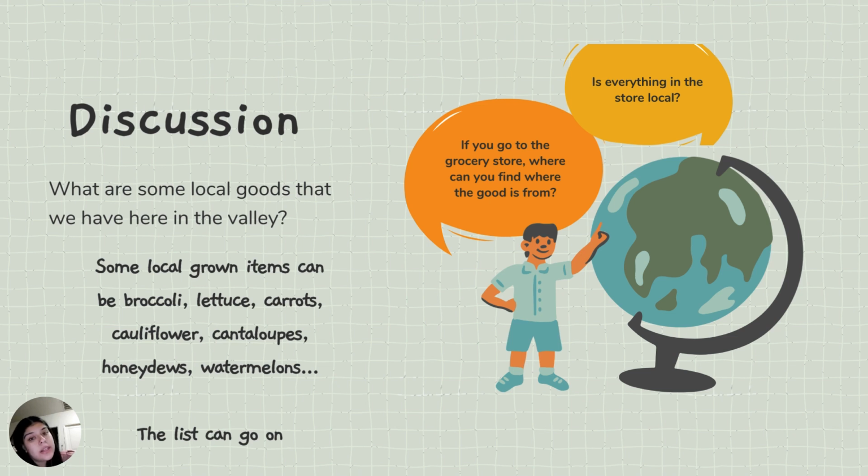Discussion. Is everything in the store local? If you go to the grocery store, where can you find where the goods are from? A discussion I thought would be a nice icebreaker would be, what are some local goods that we have here in the valley? As you can see, for the valley, the locally grown items can be broccoli, lettuce, carrots, cauliflower, cantaloupes, honeydews, watermelons. The list can go on. The students are going to have a chance to discuss this in class.